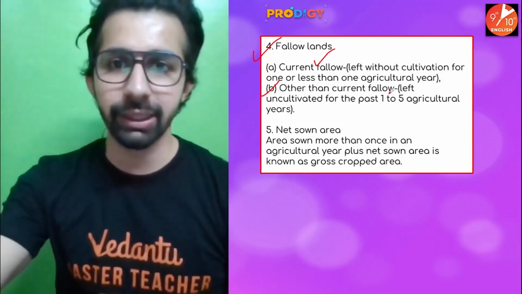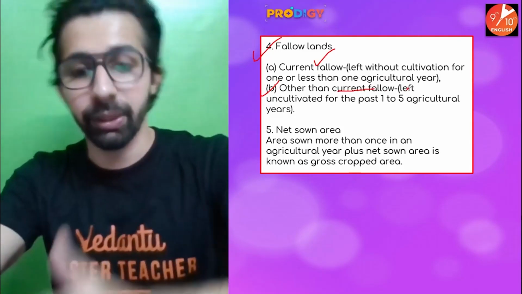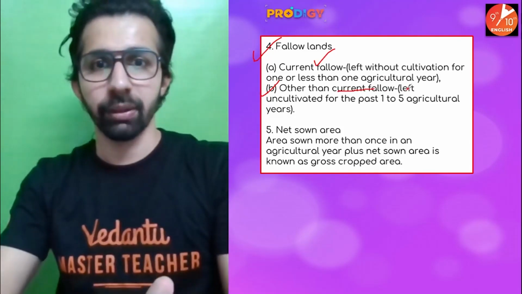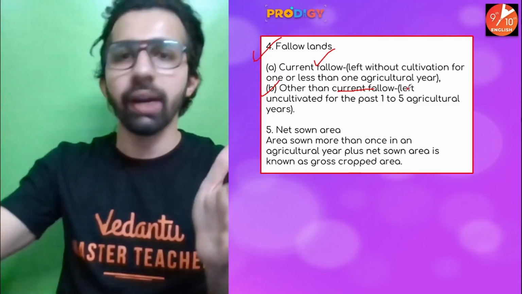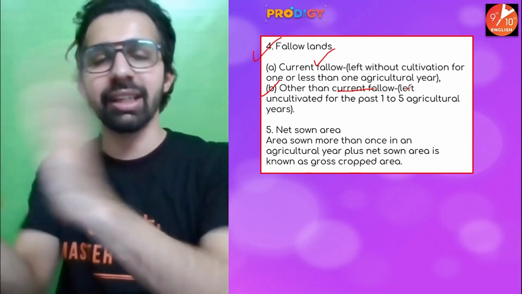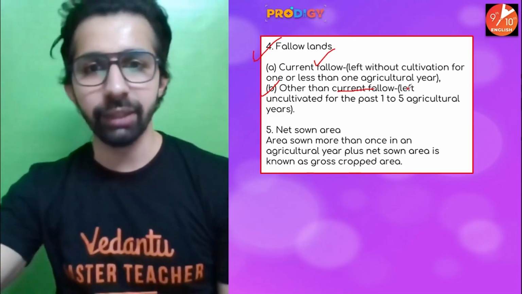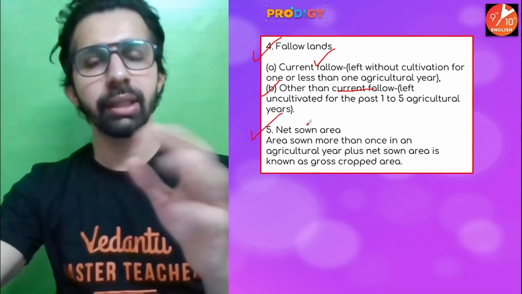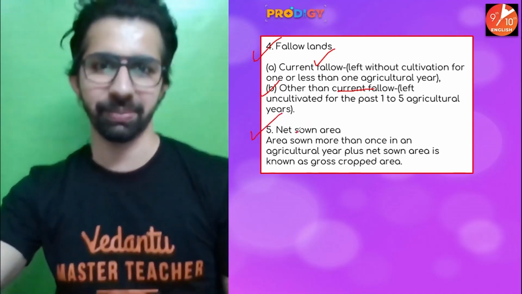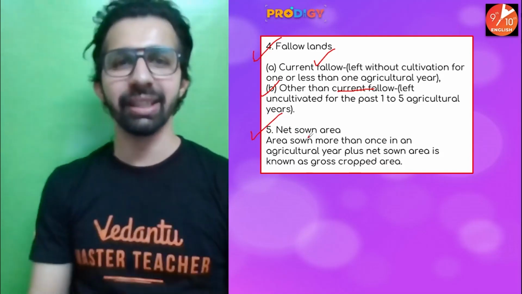And what is other than current fallow land? The land which is left fallow between 1 and 5 years. So from the last 1 to 5 years, if the land is not under cultivation, that comes under other than current fallow land. All right. Then we have net sown area, the area which is under cultivation. The area which is under agriculture comes under net sown area.